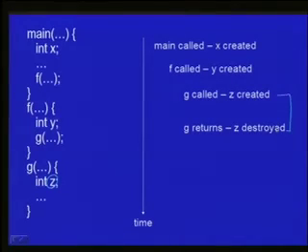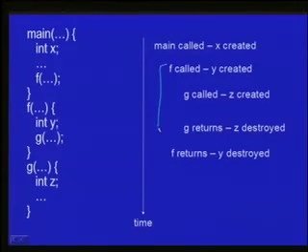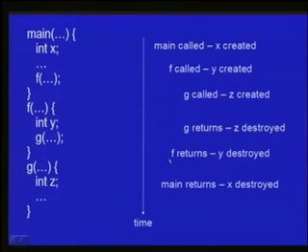And similarly, now the control has gone back to the function f, and finally the function f also returns, and at that point in time y also gets destroyed. So the lifetime of the variable y is the time from which f was called to the time when f returned. When main returns and the program actually terminates, at that time the variable x gets destroyed. So the lifetime of the variable x is the entire time for which the program was executing, because as long as the program is executing, the function main is always active.